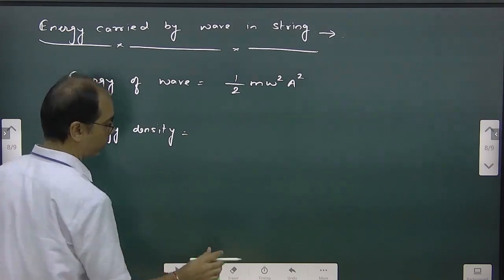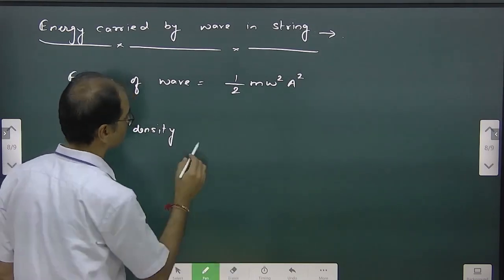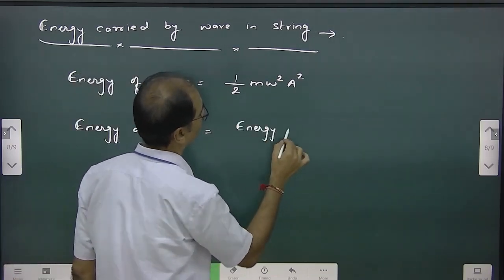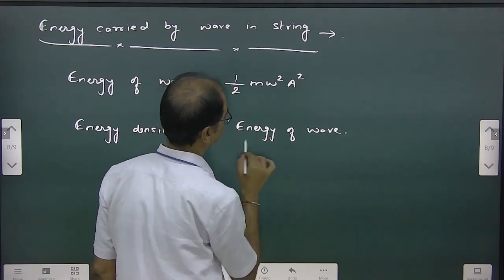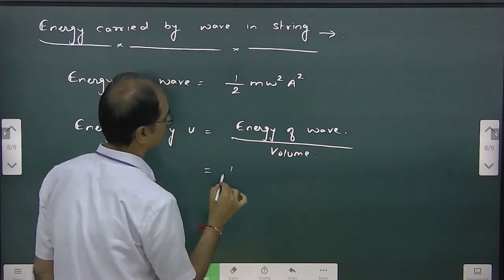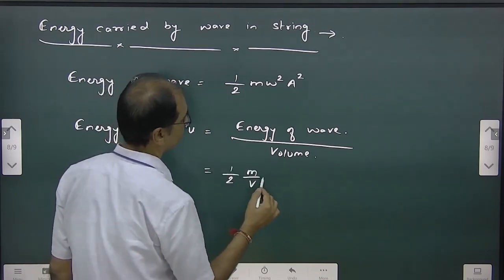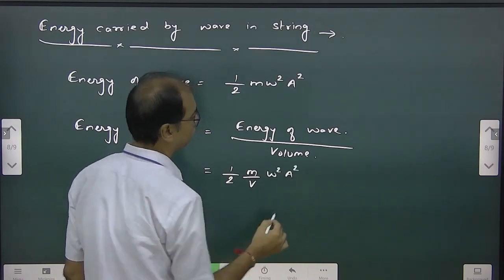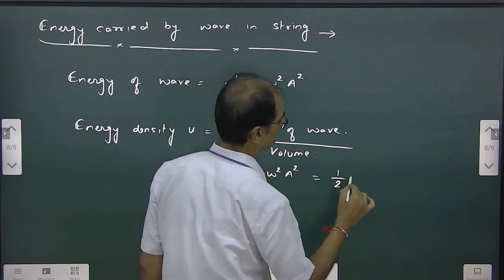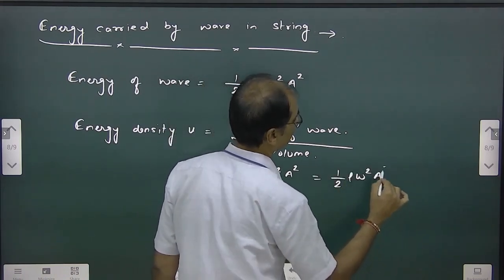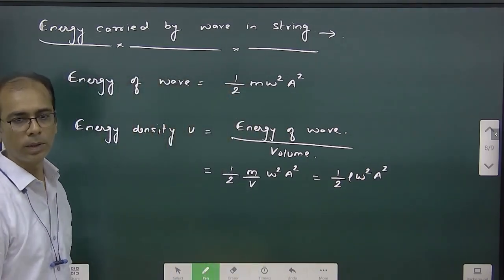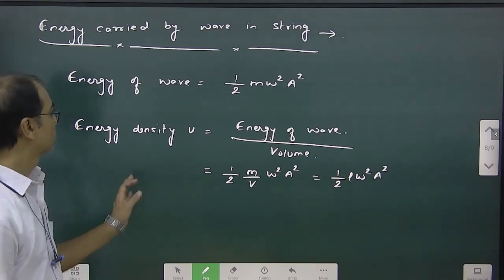How do we represent this energy density? With small u. This is the energy of the wave per unit volume. Per unit volume means it's half m by v omega square a square. Now m by v is what? Density. So you'll write this as half rho omega square a square. This is energy density.